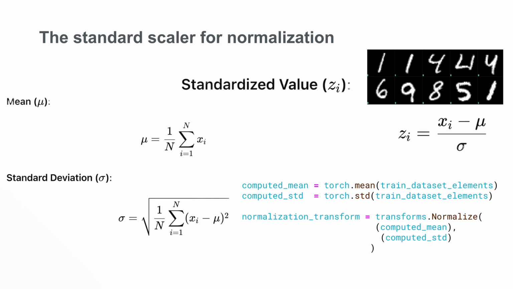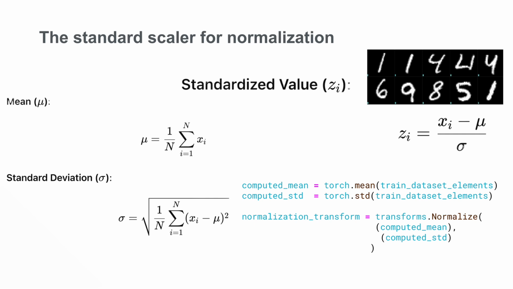The standard scaler uses two very simple statistics from the training set. It's important to remember that these come only from the training set. We don't compute these statistics on the validation set or the test set. We compute the mean from the training dataset and the standard deviation from the training dataset.